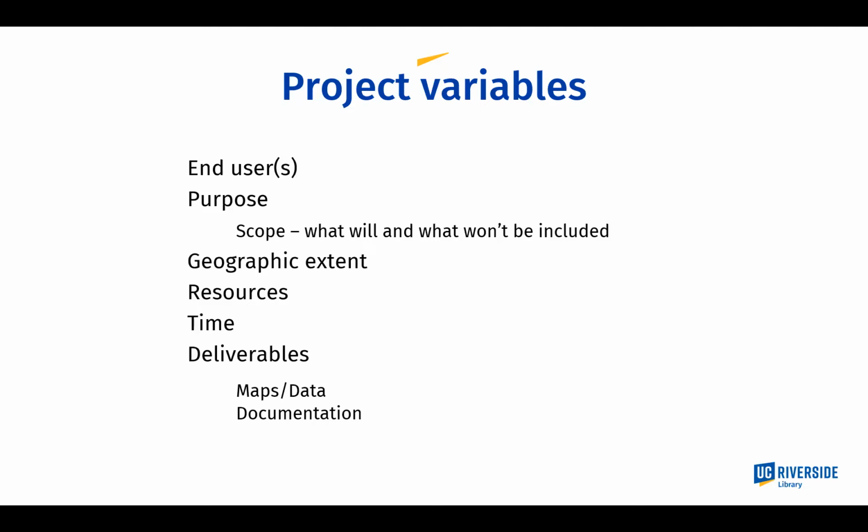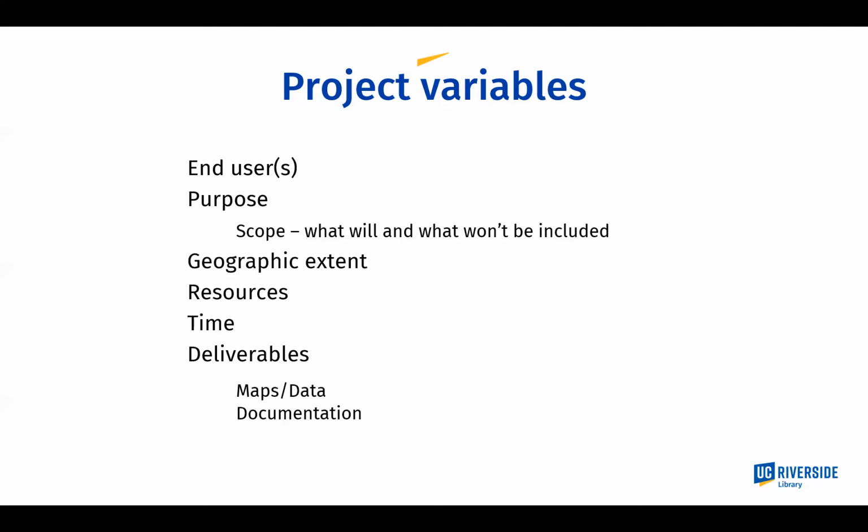So project variables. I think most of you said in the poll that you are thinking of starting a project or you hope you're going to get one. Well, these are the kind of things that might come up that make one project different from the next. First, who are the end users of the data going to be? And then the purpose of why you're creating this map. And as part of that, it's really important, or it helps a great deal, to identify the scope. And that's both what will be mapped and also what won't be mapped.